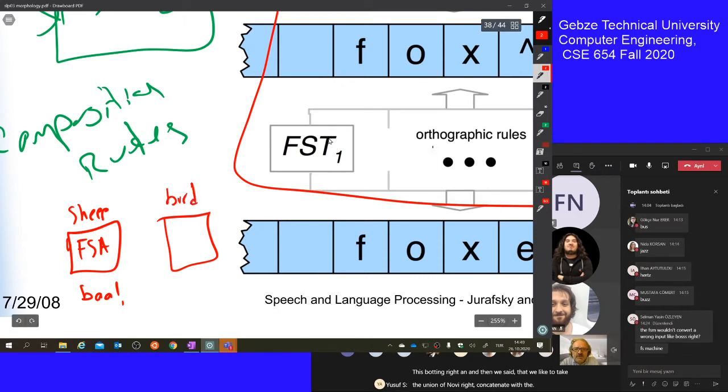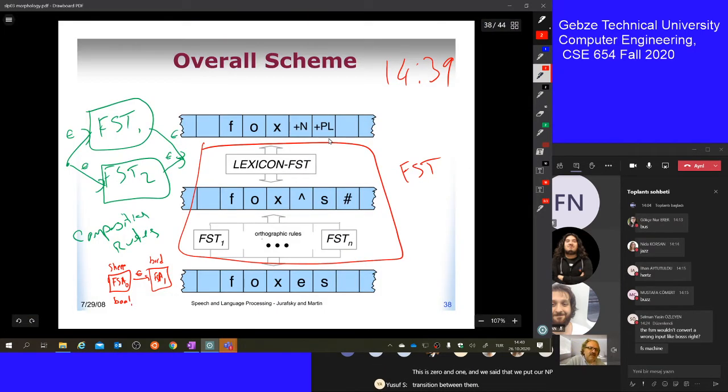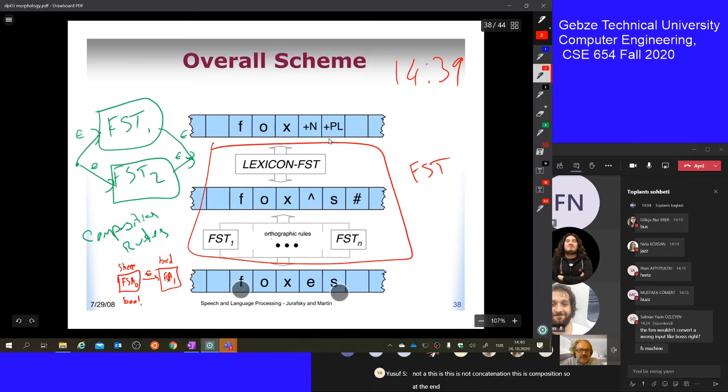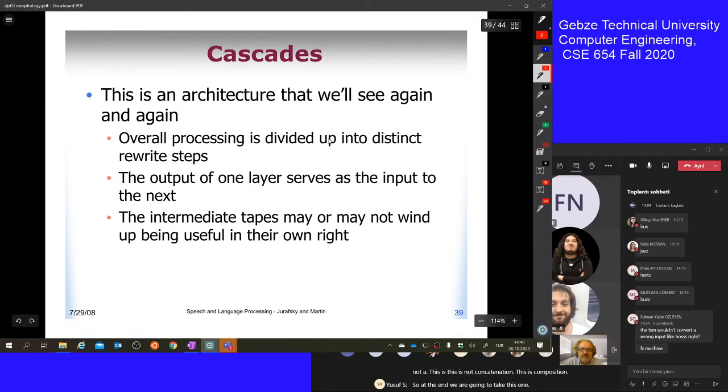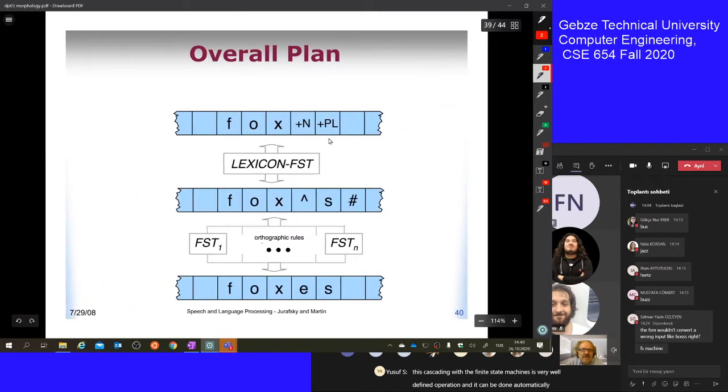This is 0 and 1. And we said that we put an epsilon transition between them. This composition is different from that, okay? This is not concatenation, this is composition. So at the end we are going to take this one and produce this one, okay? This is also called cascade, and we NLP people use this technique a lot because cascading with finite state machines is a very well defined operation and it can be done automatically. That's why we like it.